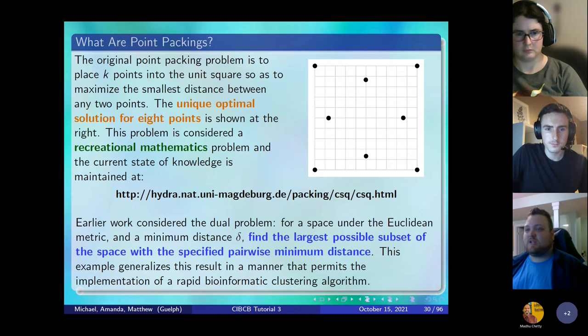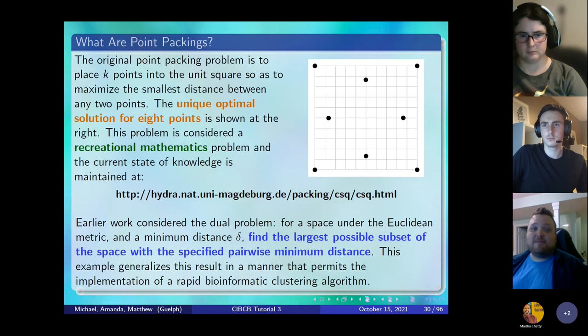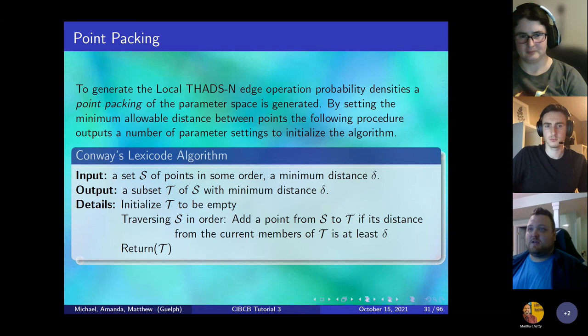Earlier work considered the dual problem. For a space under the Euclidean metric and a minimum distance delta, find the largest possible subset of the space with the specified pairwise minimum distance. This work generalizes this result in a manner that permits the implementation of a rapid bioinformatic clustering algorithm.